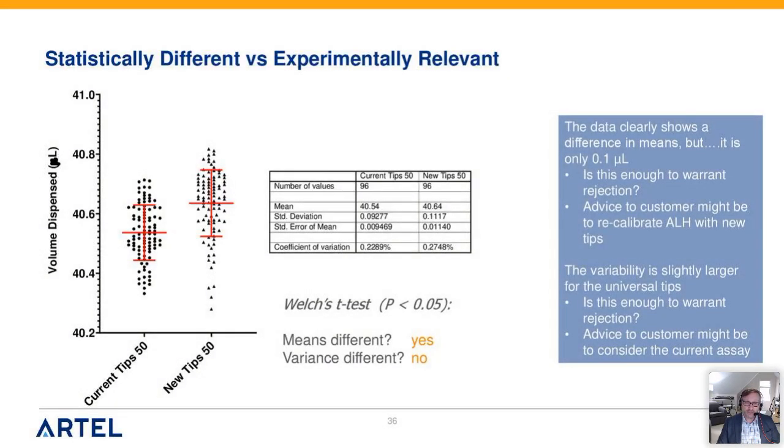What we actually see, and we do a statistical analysis, the means are different, according to this particular analysis of variance, but the variance isn't different. So what we have in this scenario is the mean for the new tips is only 0.1 microliter difference. So this is where statistically it might be different, but experimentally, is this going to cause enough of a variance in your assay data? And that's what we also have to consider.